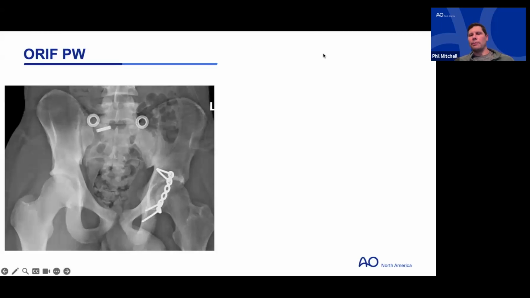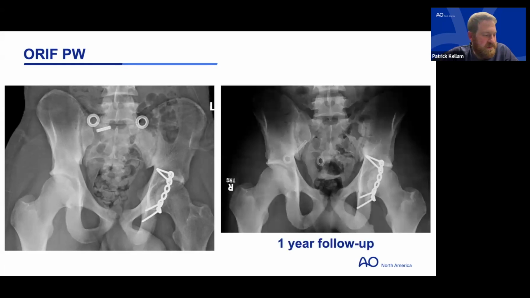Awesome. So, Patrick, how'd this guy do? Yeah, so this guy underwent fixation of his posterior wall fracture through a posterior approach, and he got back to all the sports he wanted to do. I actually saw him in clinic recently.